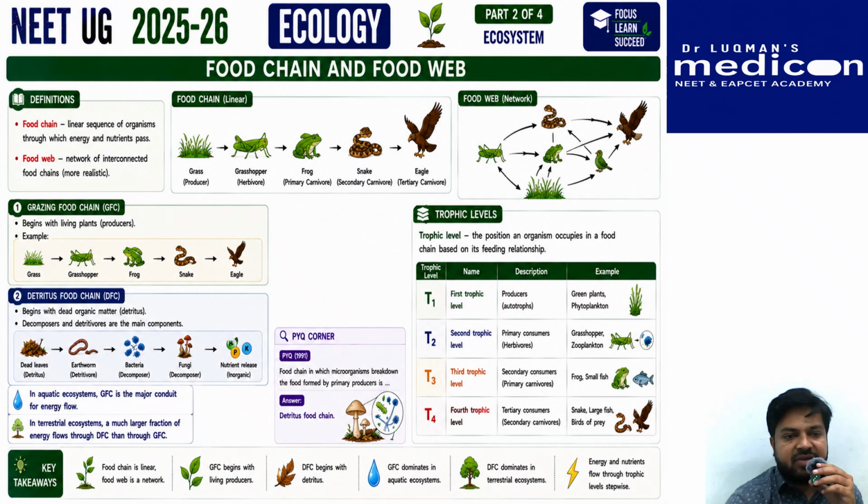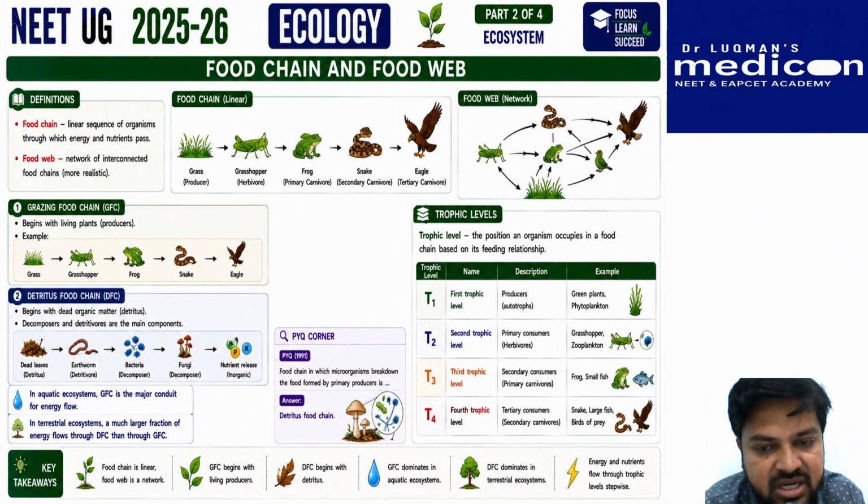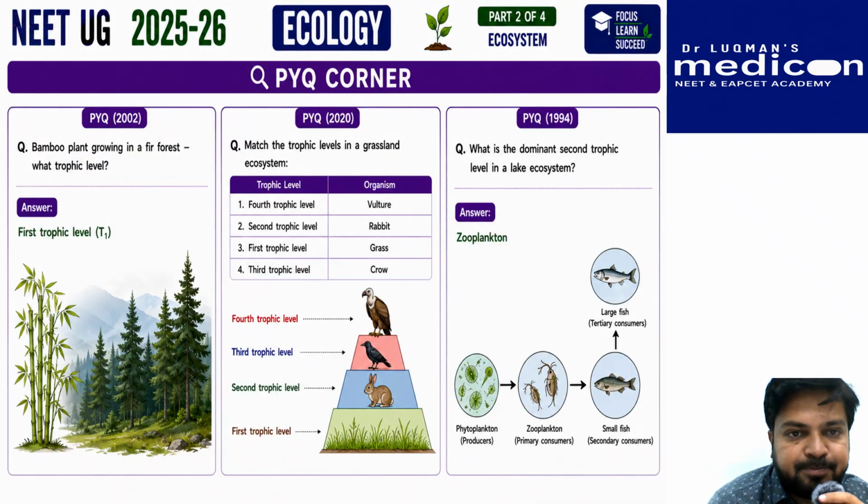Let's see the key takeaways. Food chain is linear, food web is a network. GFC, that is grazing food chain, begins with living producers, whereas DFC, that is detritus food chain, begins with detritus. GFC dominates in aquatic ecosystems and DFC dominates in terrestrial ecosystems. Energy and nutrients flow through trophic levels stepwise. Previous year questions, direct questions are asked. It is very easy to understand also. Stop the video and go through these previous year questions.